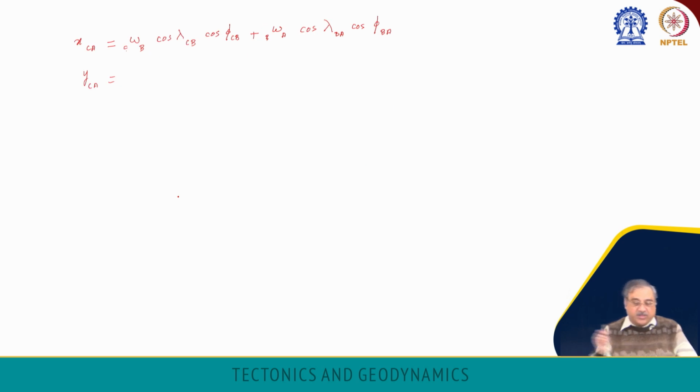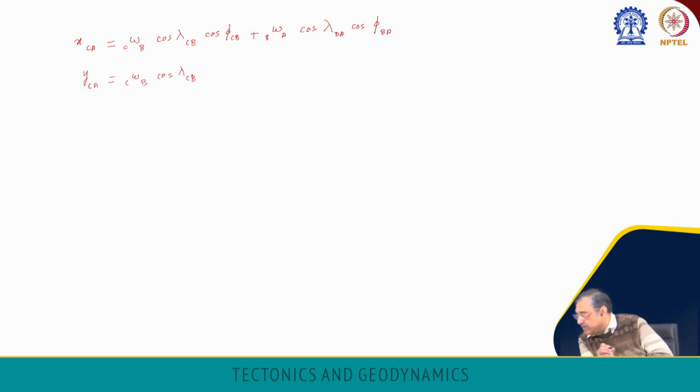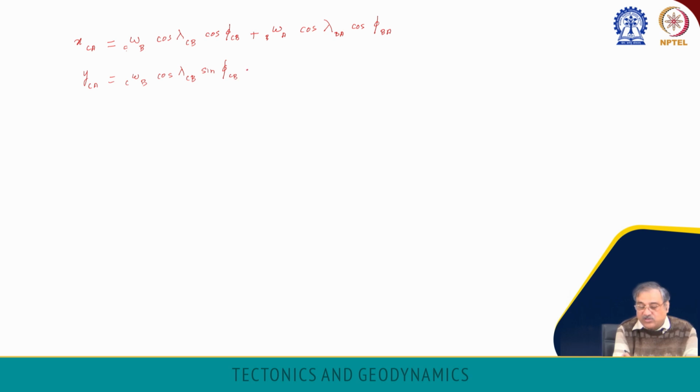So instead of the cos of this angle, now you have to take the sine of the longitude. The first part of it will remain the same: omega CB cos of lambda CB. But on the equatorial plane, you have to take the sine of the longitude. And this, on the other hand, would be omega BA cos of lambda BA sine of phi BA. So this would give me the Y component.